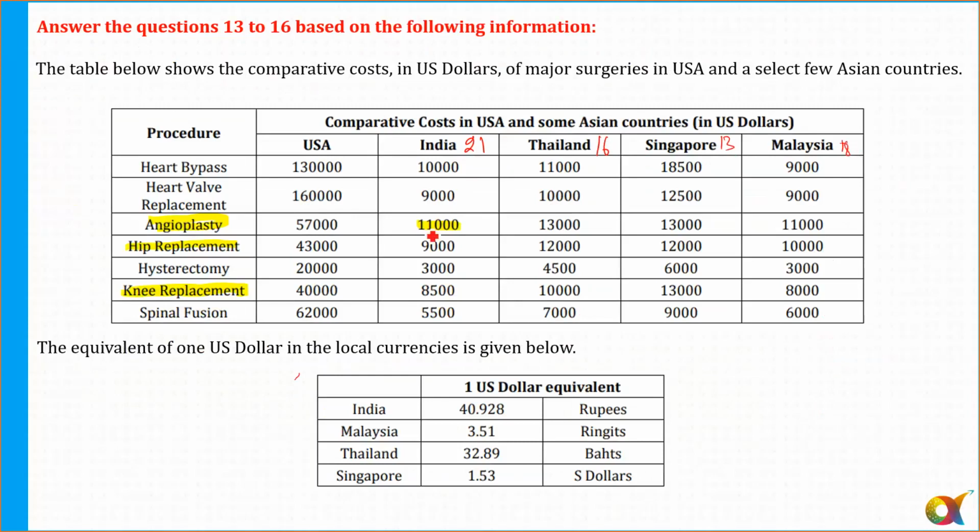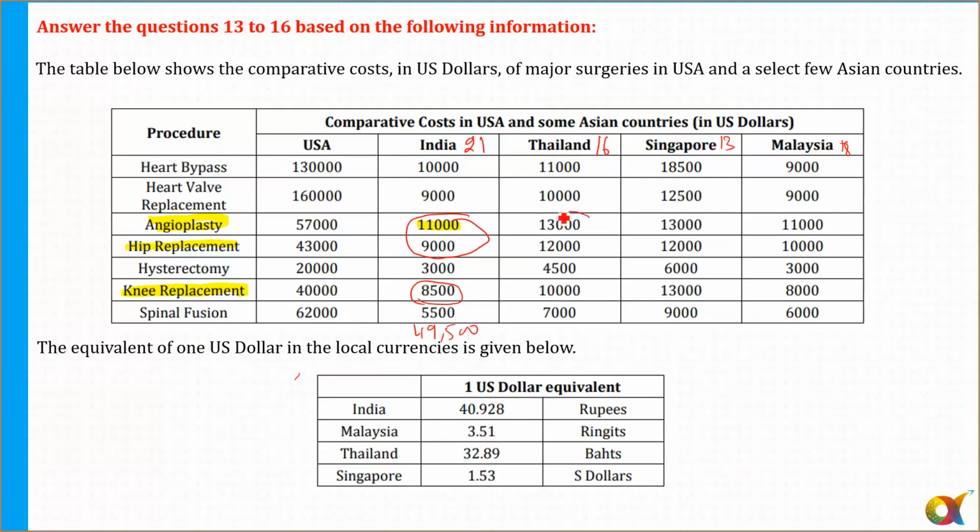And I need to add here 11,000 plus 9,000 plus 8,500. What is this value? 11 plus 9 is equal to 20, plus 8 is 28,500, and plus 21,000. So 28 plus 21 is 49. So in India, the total cost comes out to be 49,500. Is that part clear to all of you?